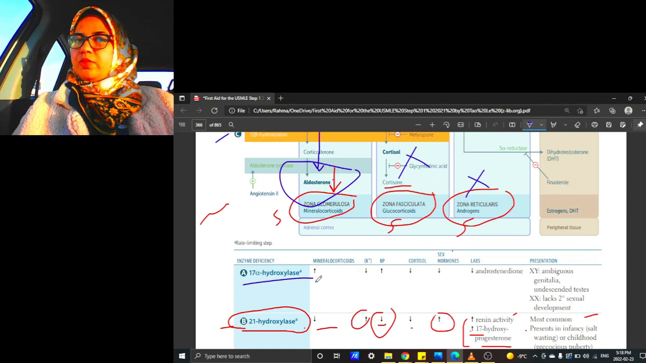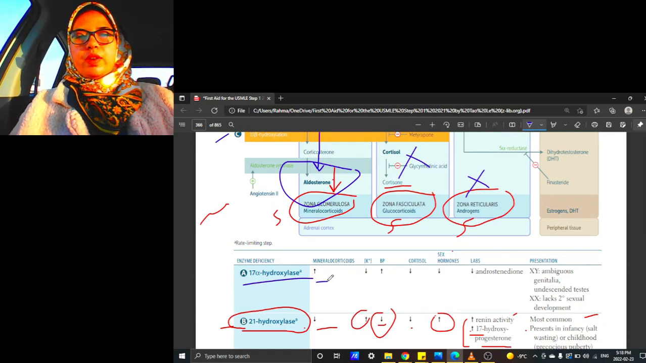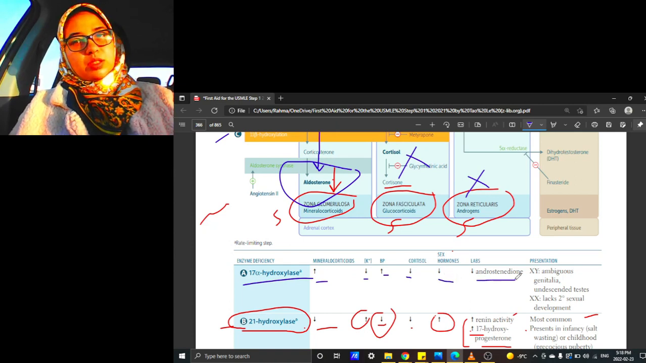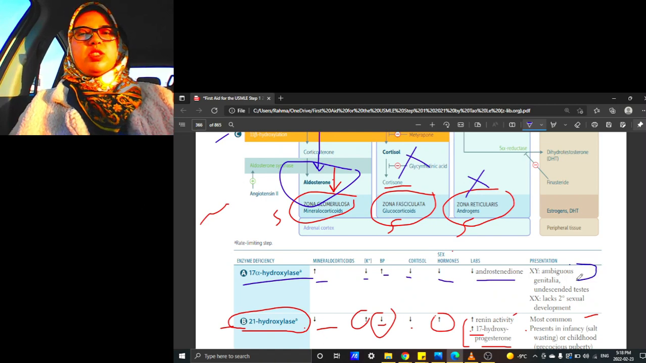So let's check here to see if we reasoned everything correctly. Our mineralocorticoids will be elevated. Our potassium will be low. Our blood pressure will be high. Our cortisol will be low. Our sex hormones will be low. Our labs will show decreased sex hormones. In the male, you will have ambiguous genitalia.